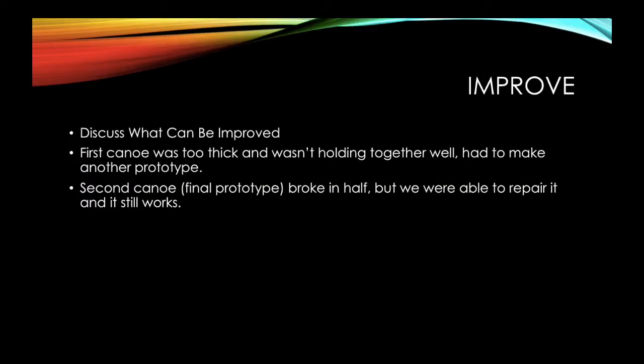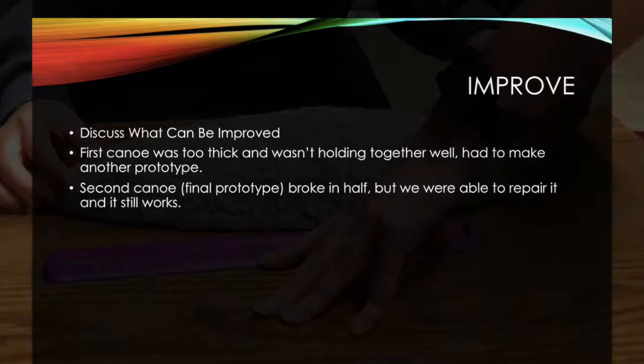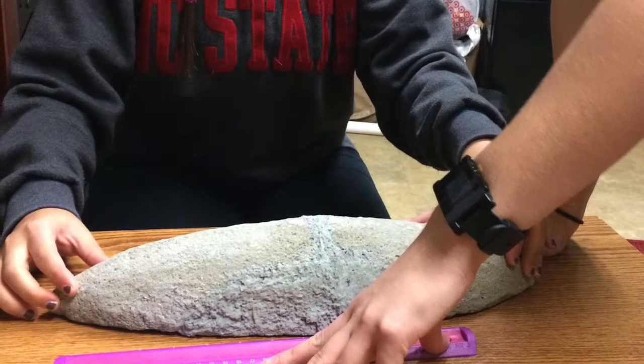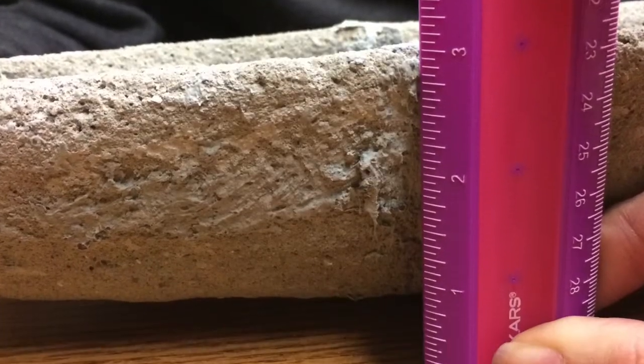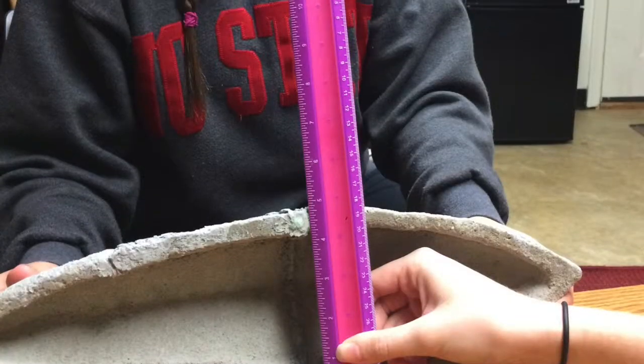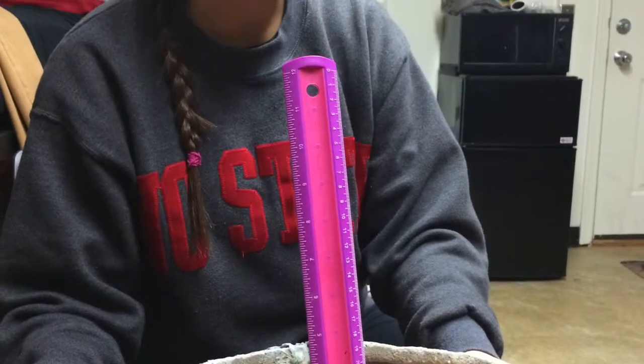The original concrete canoe prototype was too thick in some places and too thin in others, and didn't stick together very well, so we had to make another prototype. Our second canoe, which ended up being our final prototype, broke in half, but we were able to repair it, and it still works, and it managed to float. Our final dimensions for the canoe ended up being 17 inches in length by approximately 3 inches in depth and approximately 5 inches in width.